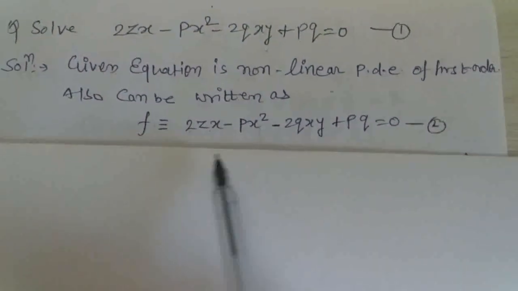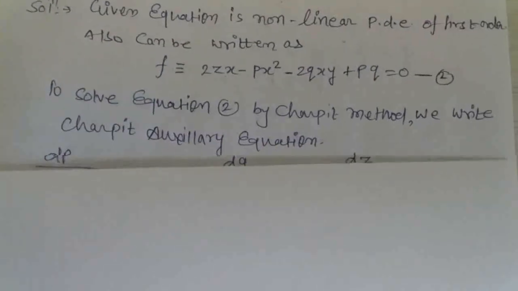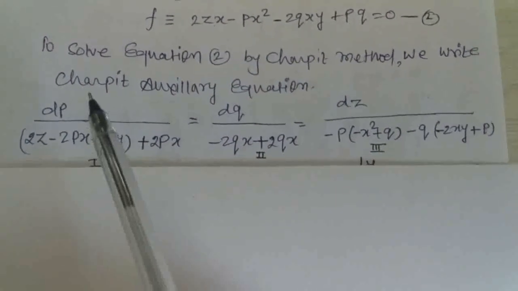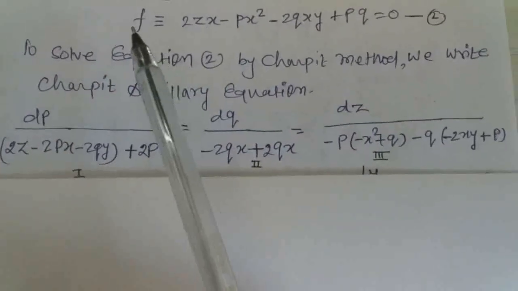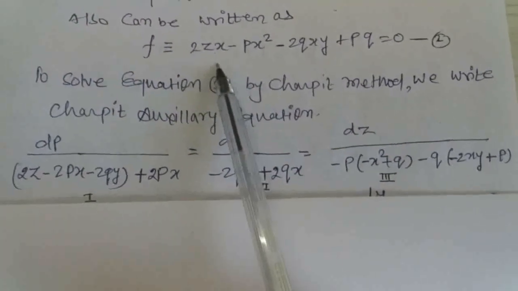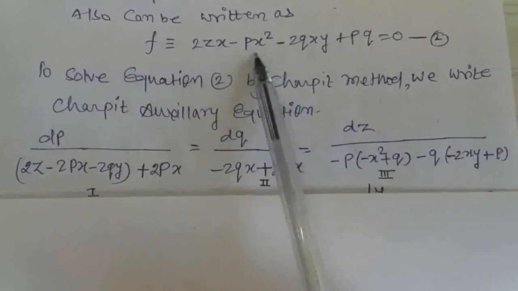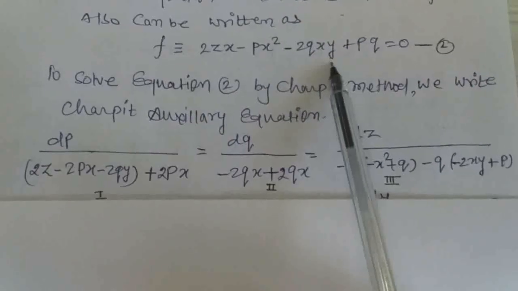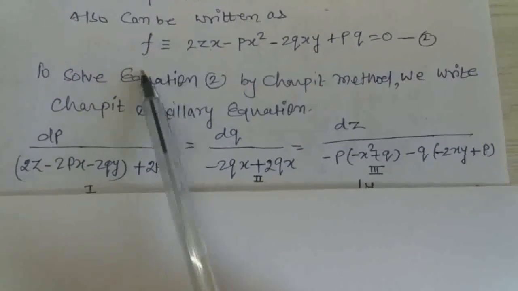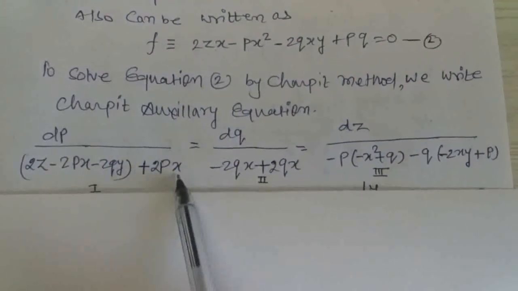Now we write the Charpit auxiliary equation corresponding to this equation, which is given by dp upon del f by del x plus p del f by del z. Del f by del x, the partial derivative of f with respect to x, is 2z minus 2px minus 2qy. Del f by del z, the partial derivative of f with respect to z, is 2x. So we get 2px.